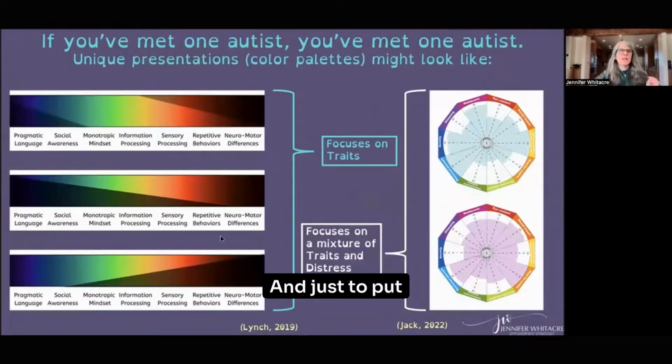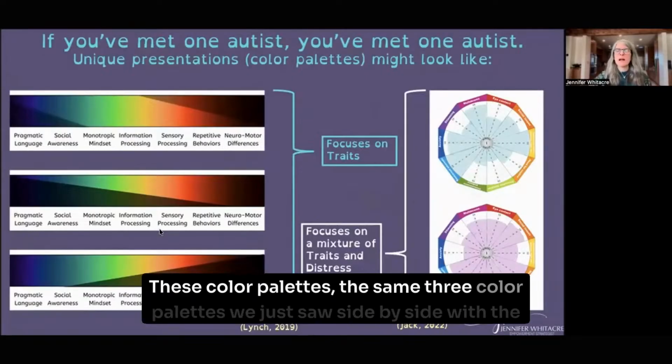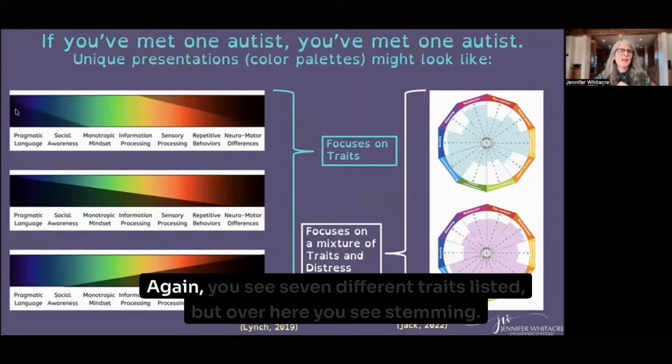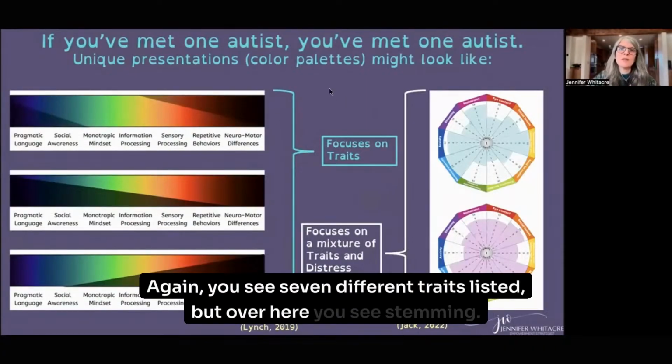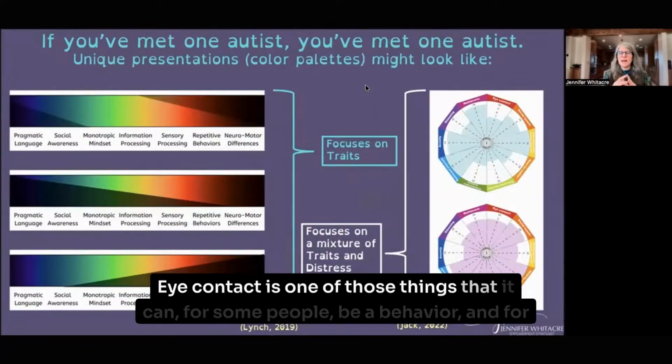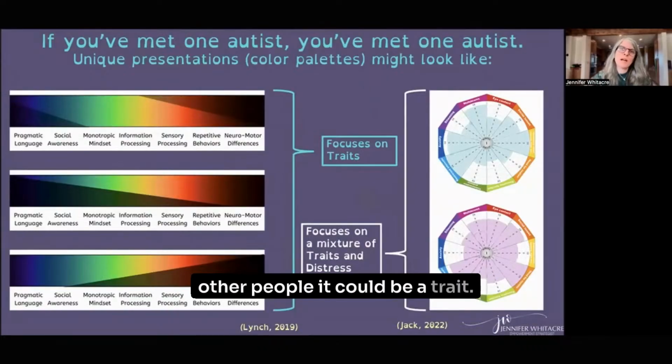And just to put these color palettes, the same 3 color palettes we just saw, side by side with the new DSM diagnostic criteria that puts it in this diagnostic wheel, again, you see 7 different traits listed, but over here you see stimming. Stimming is a behavior. You see meltdowns. Meltdowns are behaviors. You see eye contact. Eye contact is one of those things that it can, for some people, be a behavior, and for other people, it could be a trait.